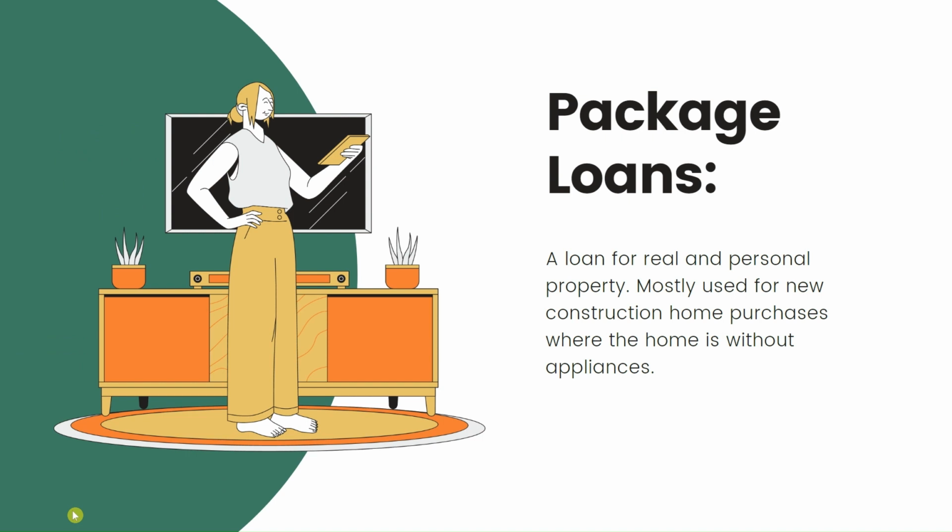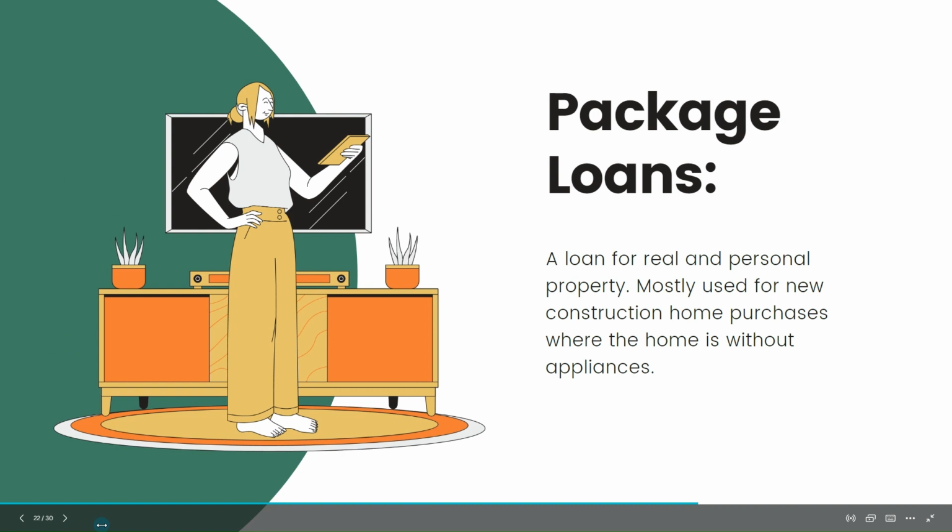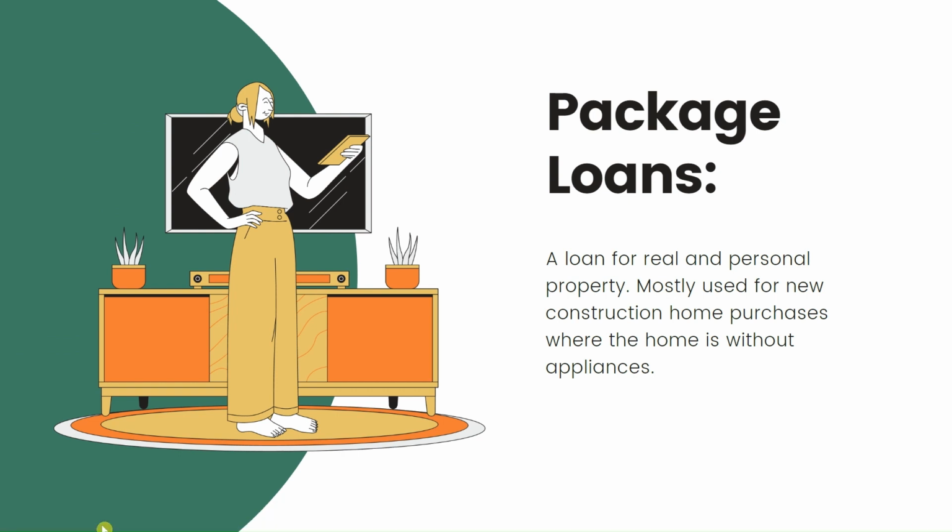Package loans. Package loans are loans that cover both real and personal property. So this could usually be seen around new construction property where the builder is not including, for example, appliances. And perhaps the borrower does not have the cash to go buy all the appliances for the home. And so they will wrap that package, right, into this loan. So you have the house, the real property, and the appliances, personal property, all packaged into one loan.